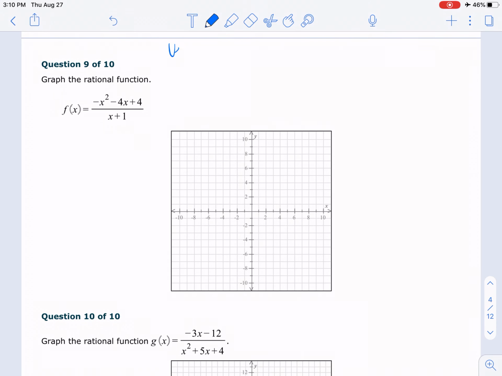For number 9, to graph the rational function, I'm just going to try to find the asymptote first. For vertical, we have x equals negative 1. By now, you need to know how to find the vertical asymptote and the horizontal and slant. You see that right here, we do not have horizontal because we have x squared here and we have x on the bottom. So that's one less than the top. So we have a slant asymptote instead. For the slant asymptote, you're going to have to divide. So I'm going to take negative x squared minus 4x plus 4, and divide by x plus 1.